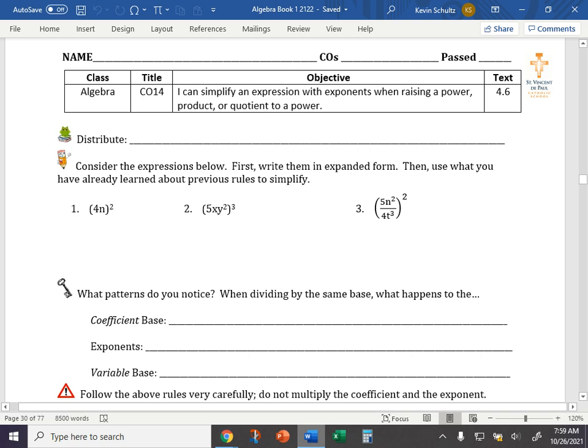And good day, Algebra. We have made it to the end of our exponent rules, 5th of 5 today. And it has to do with when you've got parentheses.